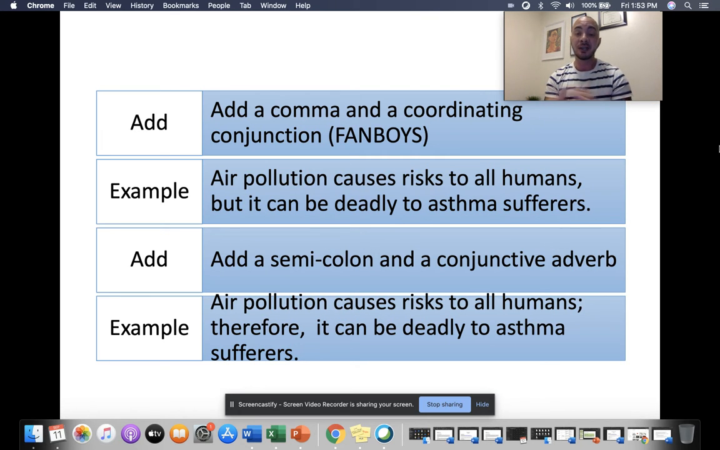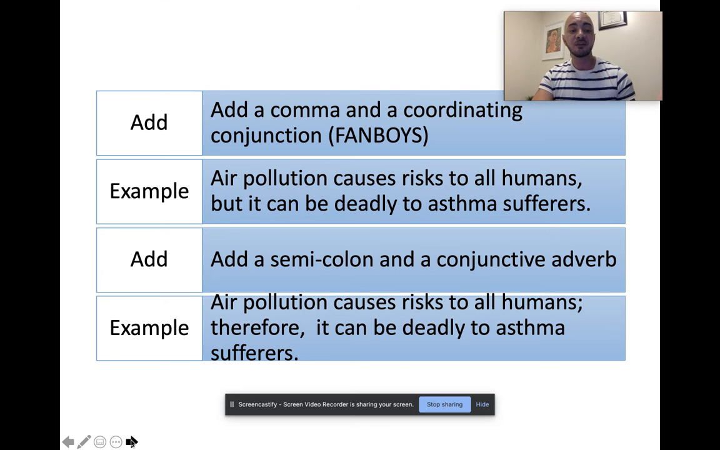Now the punctuation here is really important. If you did not have the semicolon here, this would still be a run-on sentence. So it's important that when we're using conjunctive adverbs, we have the semicolon, the word, the comma, and when we're using our FANBOYS words, that we have the comma.